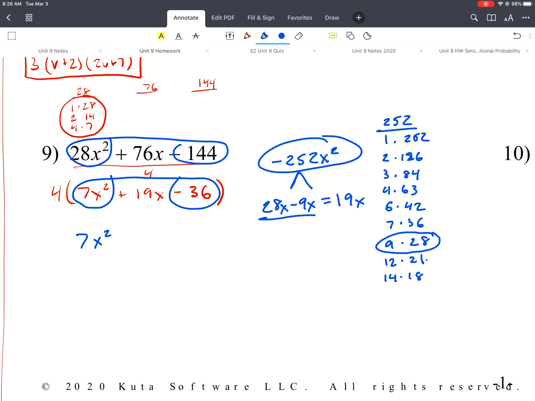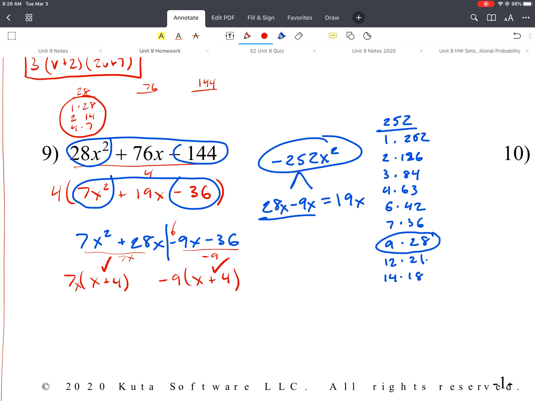So 7x squared plus 28x minus 9x minus 36. And we'll do grouping. Okay, so here we can take out a 7x. So that leaves us with x plus 4. And then here we can take out a negative 9. Again, if we have a leading negative, we need to take that out. So negative 9, that leaves us with x plus 4. Okay, these are both the same.